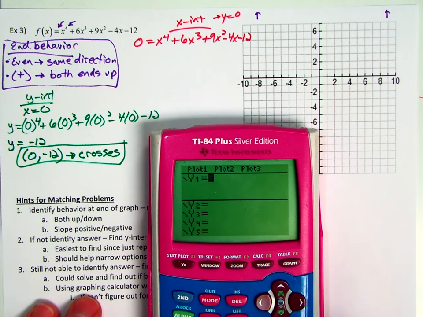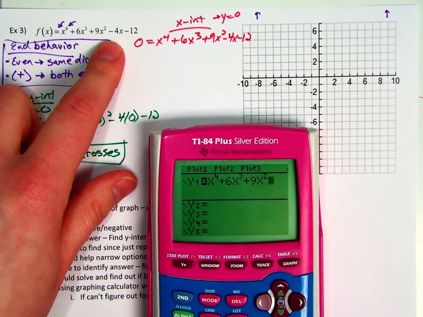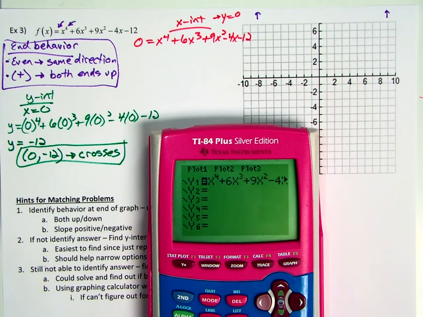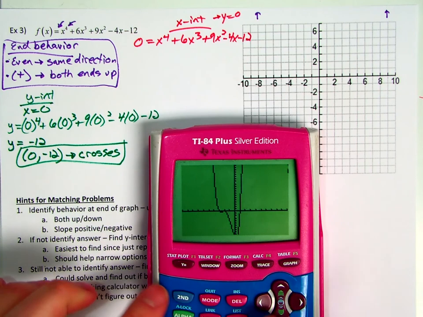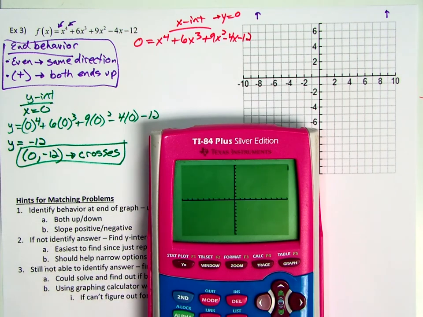which means go back to our calculator, clear it out. So we have x to the 4th plus 6x to the 3rd plus 9x squared minus 4x minus 12. Okay, so we can go ahead and graph that to get an idea of what it looks like. And I'm going to actually go back to a regular window. So I'm going to go zoom standard. There we go. So it takes me back to a basic window.